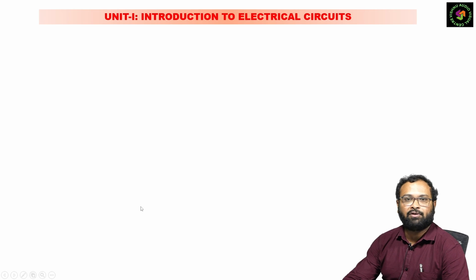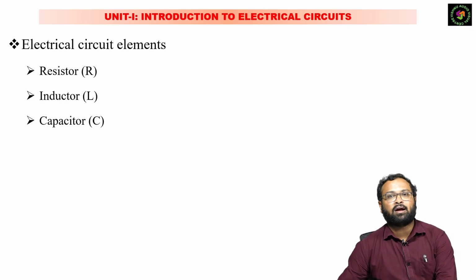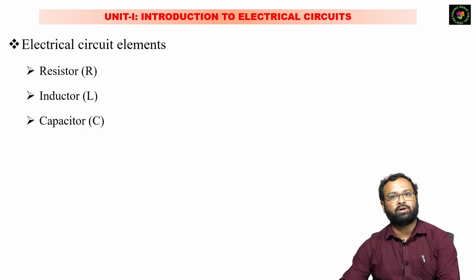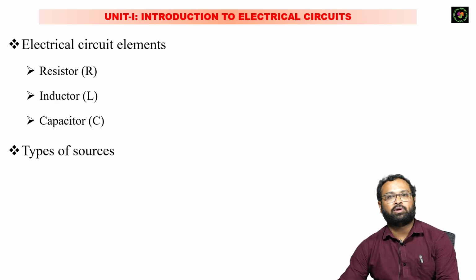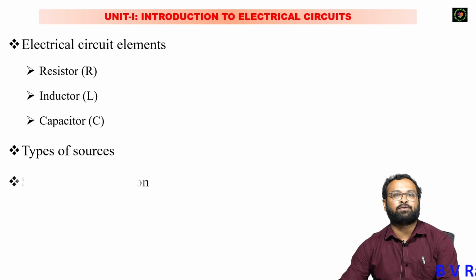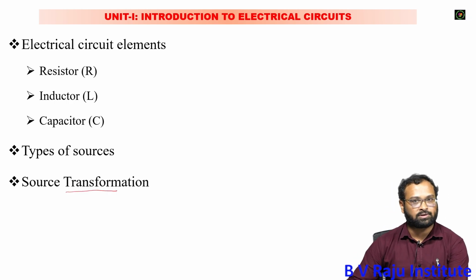In the first chapter, we will deal with the introduction to electrical circuits. Basically, we'll start with the electrical elements: resistor, inductor and capacitor, and their current and voltage relationships. Then we'll go with the types of sources, the voltage source and current source, and the source transformation, which is the transformation between the voltage and current sources.